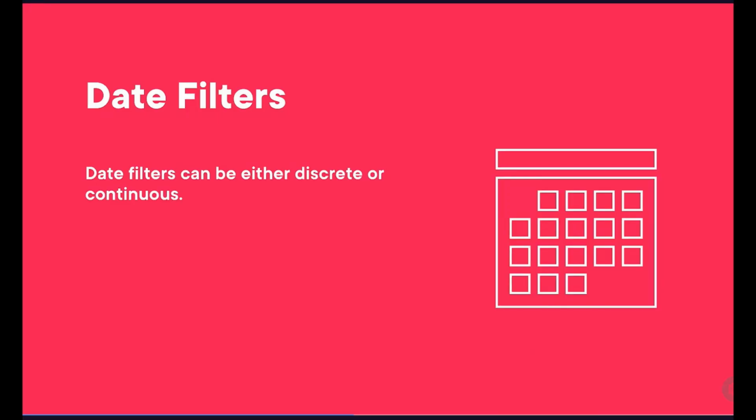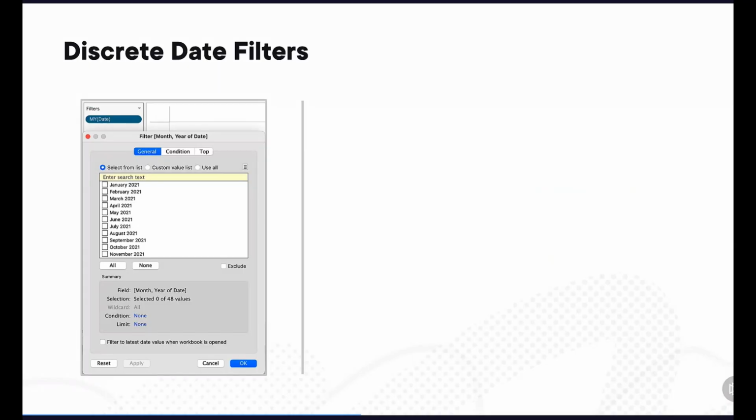Date filters can either be discrete or continuous. When you drag a date to the filter shelf in Tableau, you are prompted to make a selection on the type of filter you want. In this example, we're looking at a discrete date filter. I selected the discrete month and the year date parts.